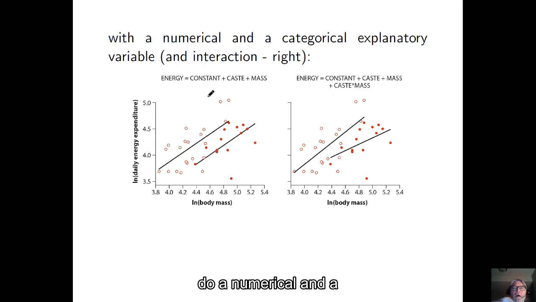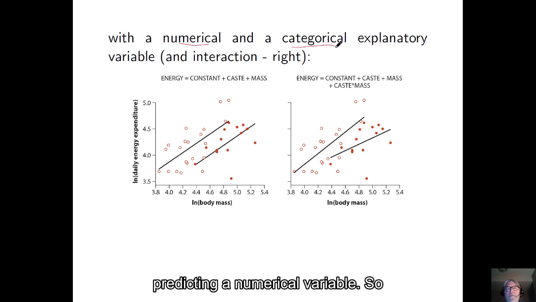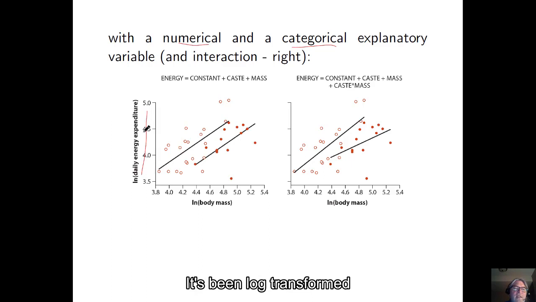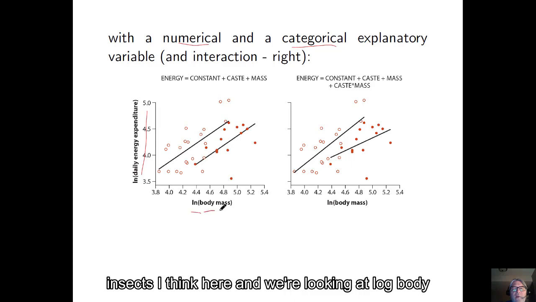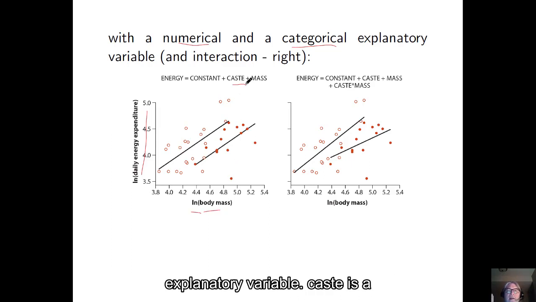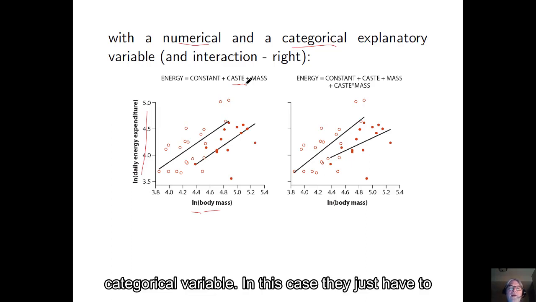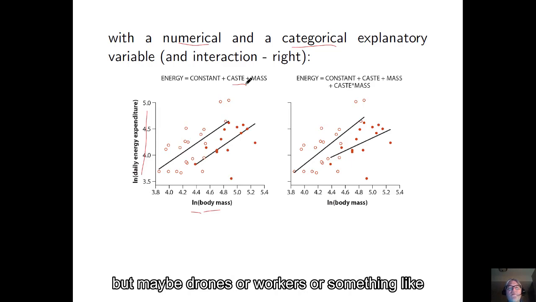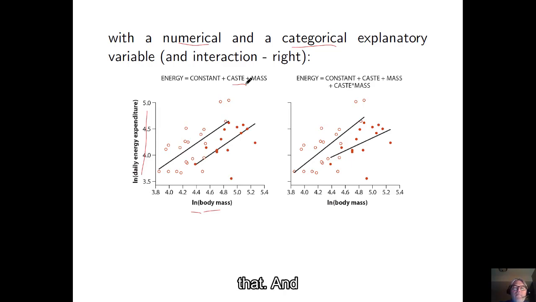You could do a numerical and a categorical explanatory variable predicting a numerical variable. So here's a case also from your text where we're looking at the daily expenditure of energy. It's been log transformed, and it's in social insects, I think, here, and we're looking at log body mass, and the cast of the insect is the other explanatory variable. And the cast is a categorical variable, and in this case they just have 2 casts. I don't know what they are. I should have looked at the paper, but maybe drones or workers or something like that.